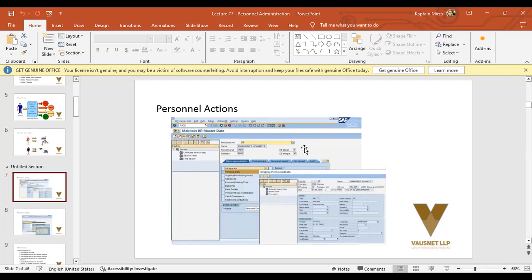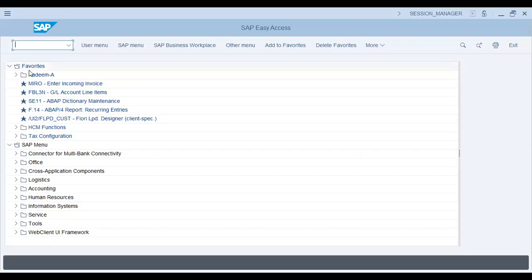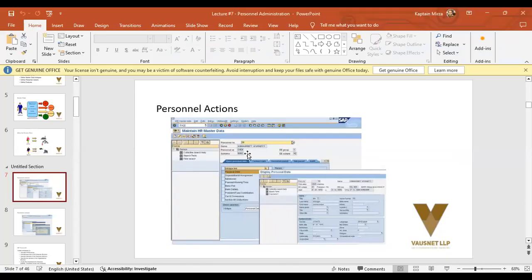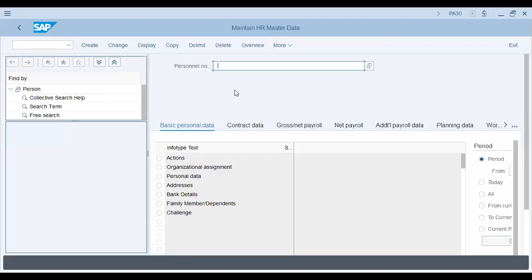Let me just share that with you. So personal actions basically will carry all the master data details. PA30 is the T code. So, until it actually opens up. Okay, now we have personnel number 200.